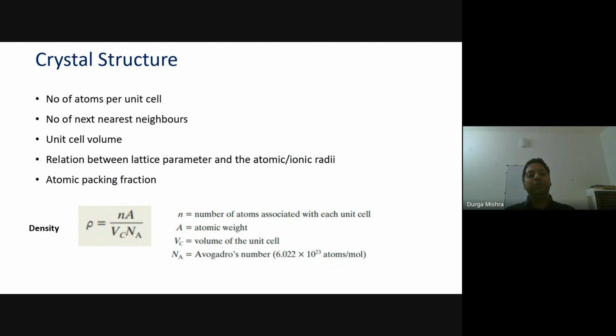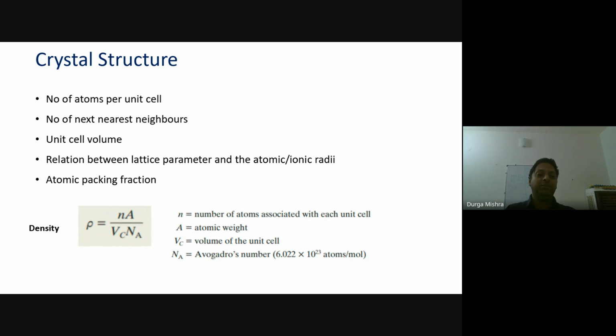By defining this unit cell, a lot of information we can extract. You can calculate, for example, the number of atoms per unit cell. I think you know this from condensed matter physics or other courses. So number of atoms per unit cell, number of nearest neighbors, the volume of the unit cell, because once you know the dimension, you know the volume. Based on the hard sphere model, you can calculate the relation between the axis, the lattice parameter, and the ionic or atomic radii.